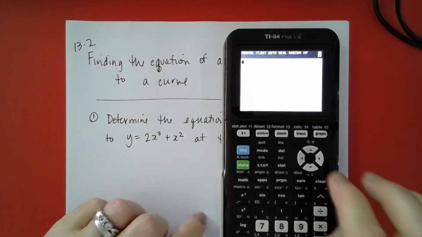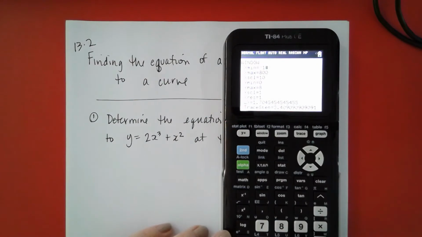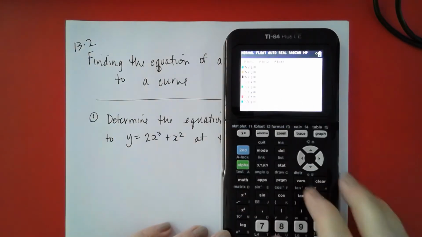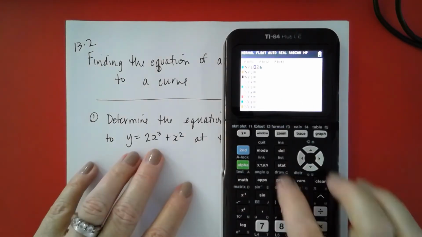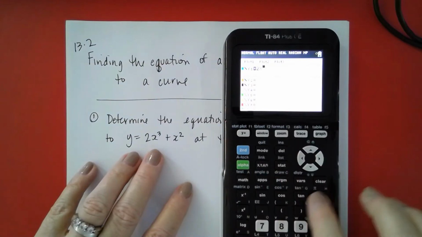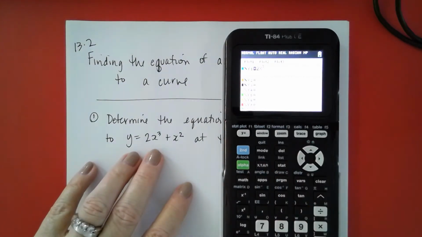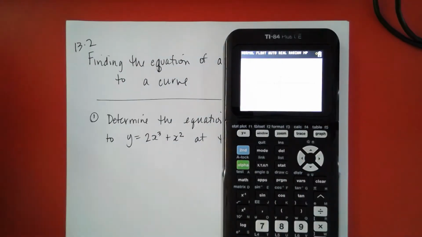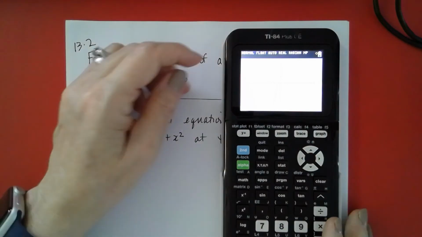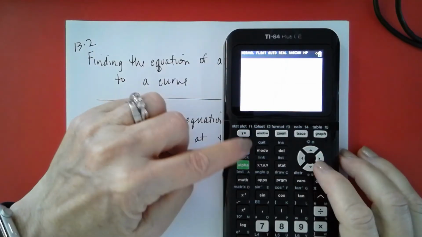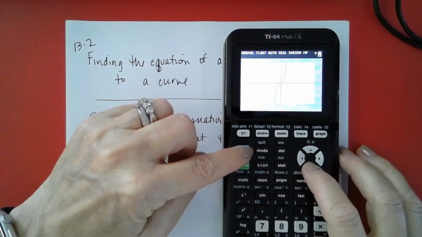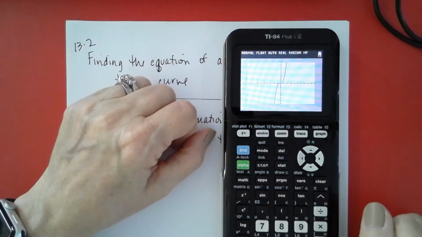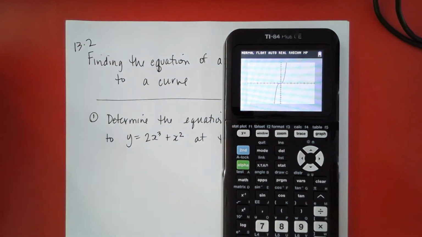I've got a bunch of junk on here. My window's terrible. I'm going to go back to the normal window, and I'm going to graph y equals 2x cubed plus x squared. Boy, you can't see my screen, can you? Something like that. You knew it was a cubic.